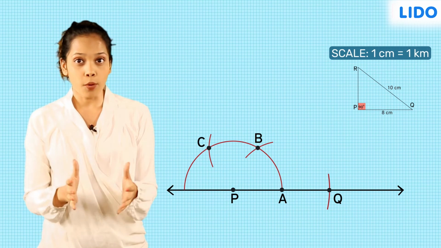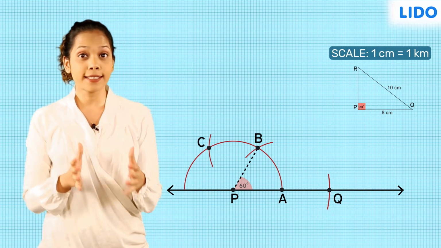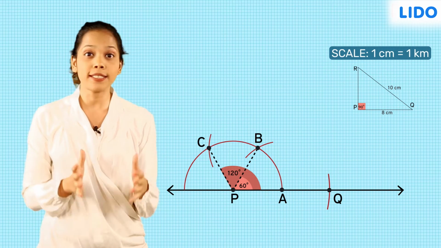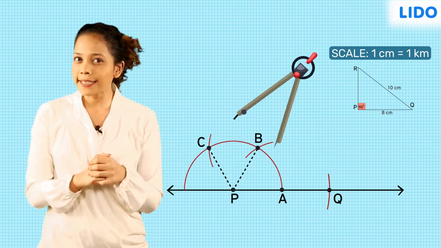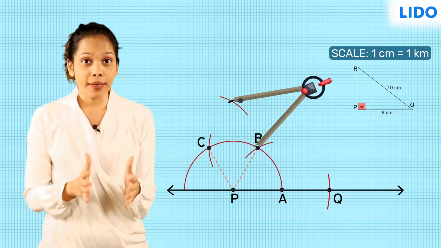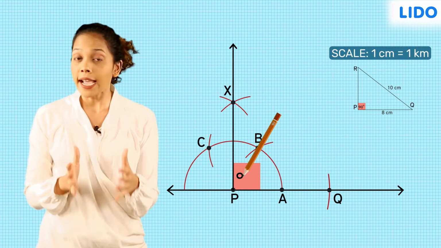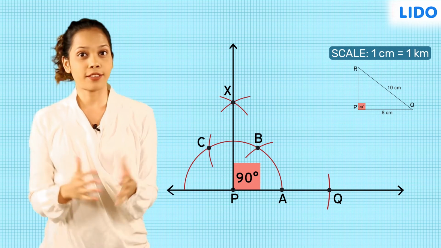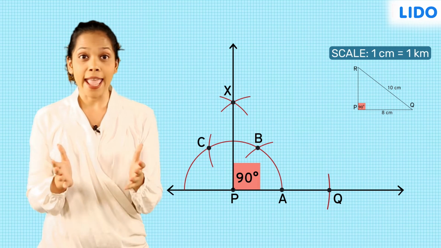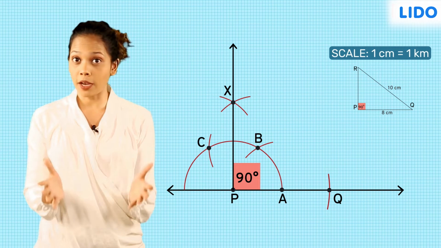We now have the points we need to construct a 60-degree and a 120-degree angle. Bisecting the angle CPB gives us a 90-degree angle. As a result, we have angle XPQ, which measures 90 degrees.